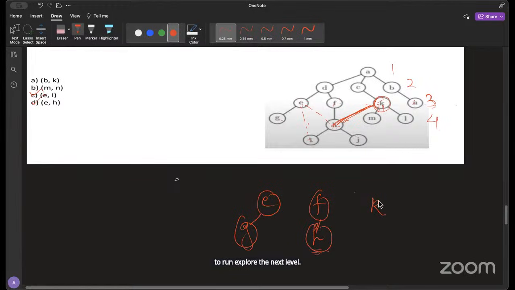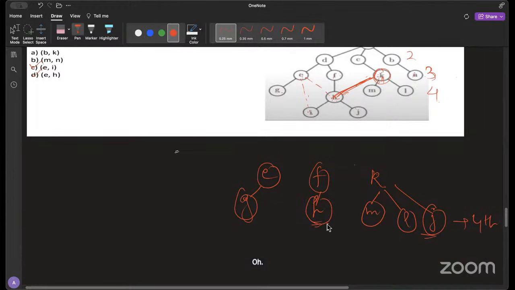Exploration of F is done, and then you come to K. If K and J actually had an edge, then you would explore K and you would discover M, L, and J, right? So J would be on this level, on the 4th level. You won't see it on the 5th level. Okay, got it.